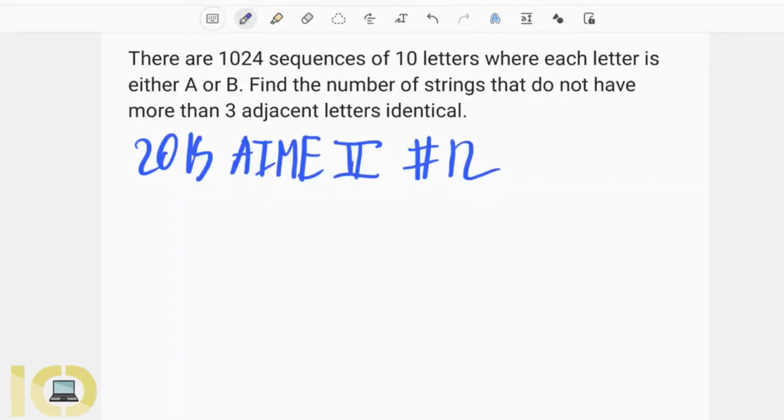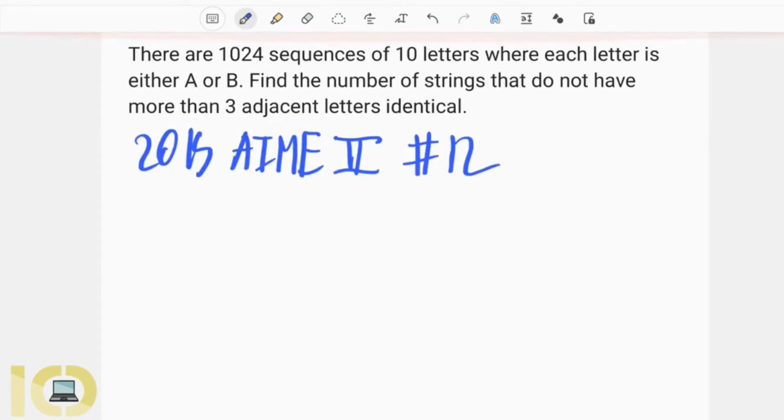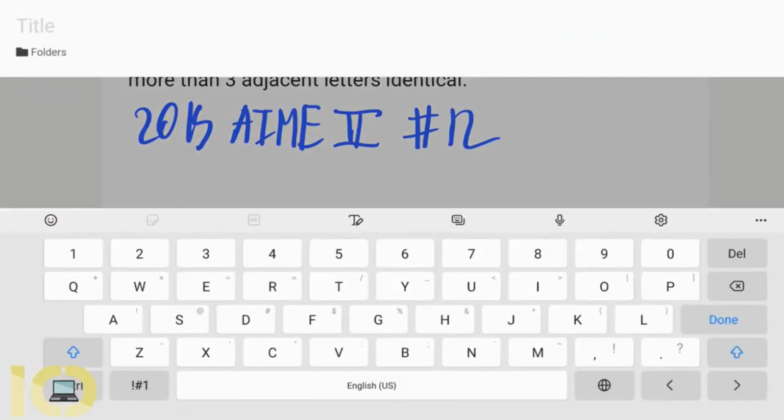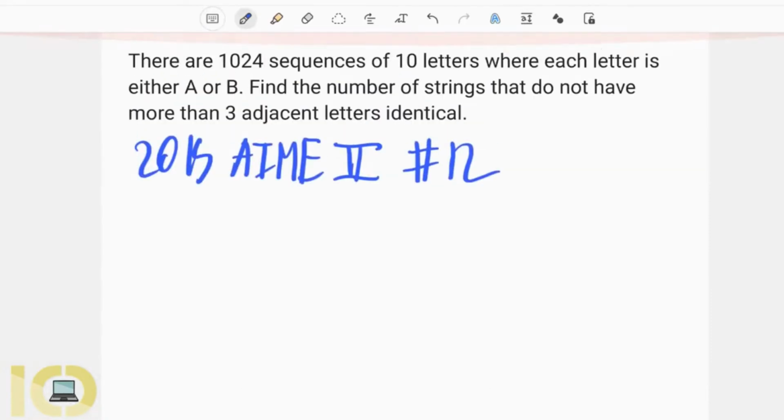This is the 2015 AIME 2 problem 12. There are 1,024 sequences of 10 letters where each letter is either A or B. Find the number of strings that do not have more than 3 adjacent letters that are identical. So this problem is actually very misplaced. It's actually not that hard, and it's definitely not hard enough to be an AIME problem number 12.